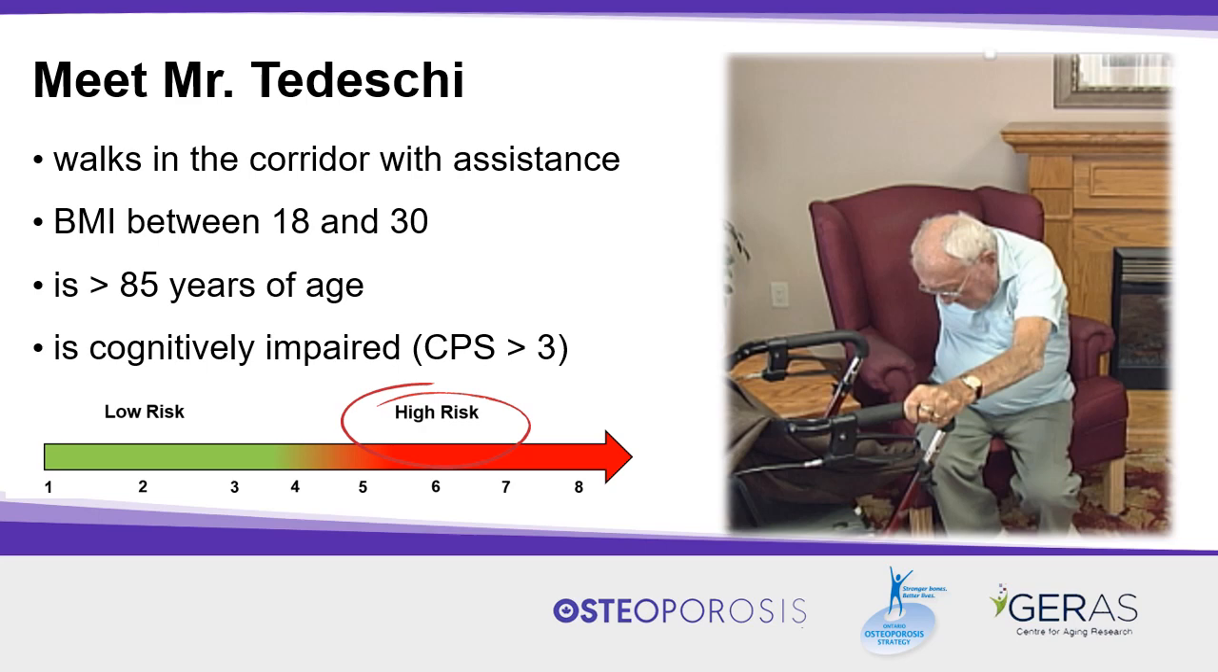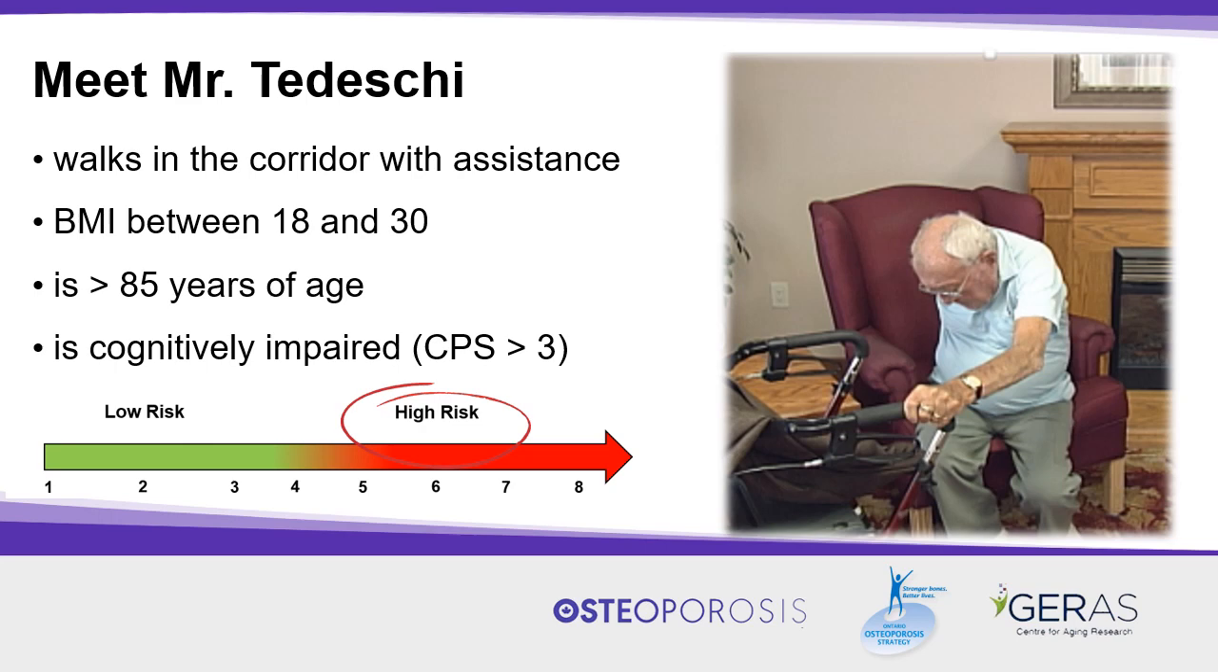Meet Mr. Tedeschi. He's able to walk in the corridor with assistance. He has his walker, has a BMI between 18 to 30, and is over 85. He's cognitively impaired. He scores a 3 on the cognitive performance scale. His FRS is 7, and he's at high risk for fractures.